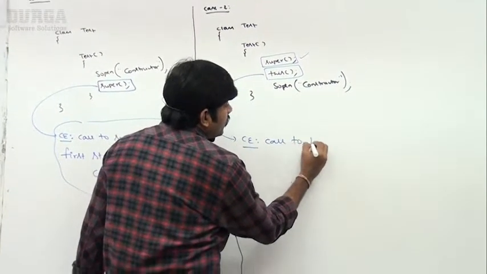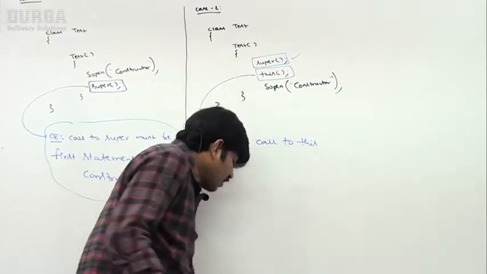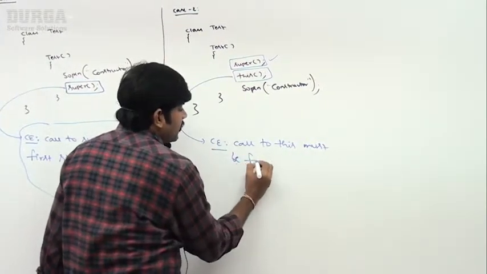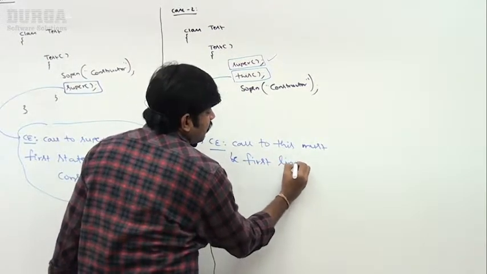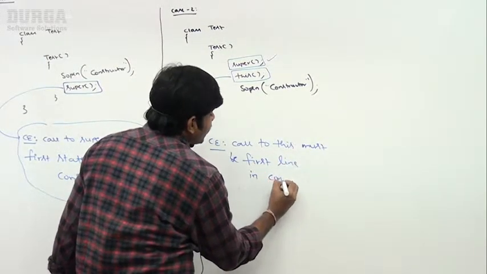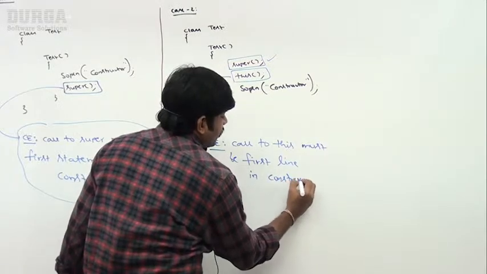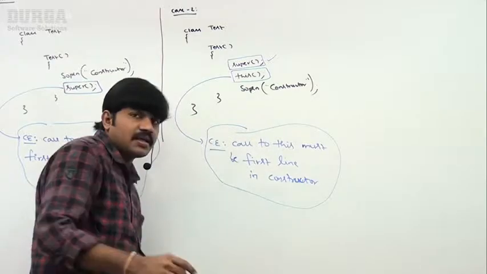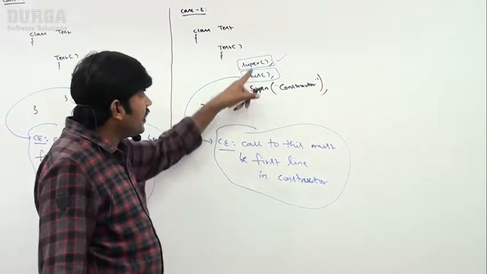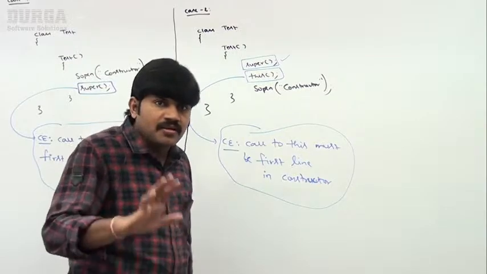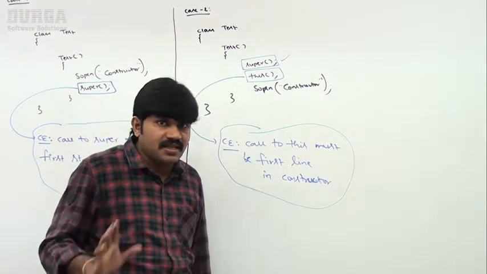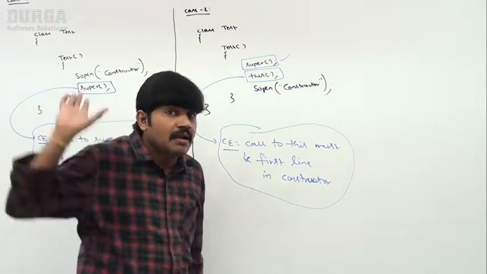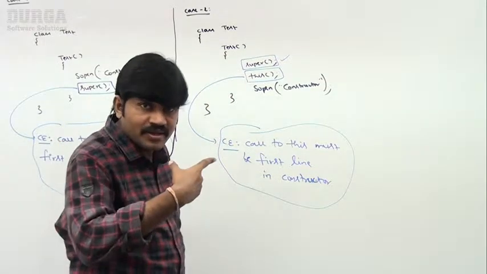What is this error? Call to this. Have you observed? Call to this must be first line in constructor. This is the error you are going to get by default. Are you getting it, right? So you can use either super or this, but not both simultaneously. By mistake, if you are trying to use both simultaneously, immediately a compile-time error you are going to get. Any doubt? Are you getting it, right?